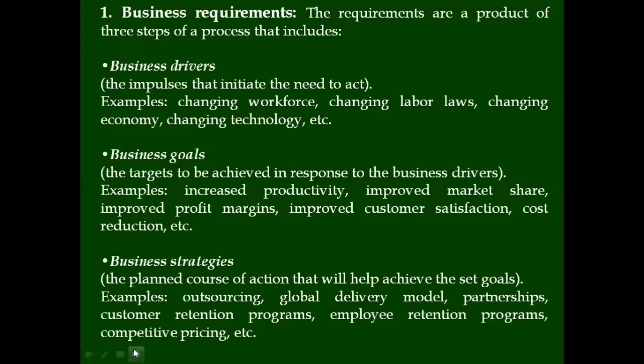The third point for the business requirement is business strategy. First of all, we need business drivers, after that business goals, and the third one is the business strategies. What are the business strategies? The planned course of action that will help achieve the set of goals. So, first we need the business drivers, after that the goal, and after that the strategy. And that strategy will help us to achieve the goals. So we can say that strategies are the long span decisions which will lead our business to profit.